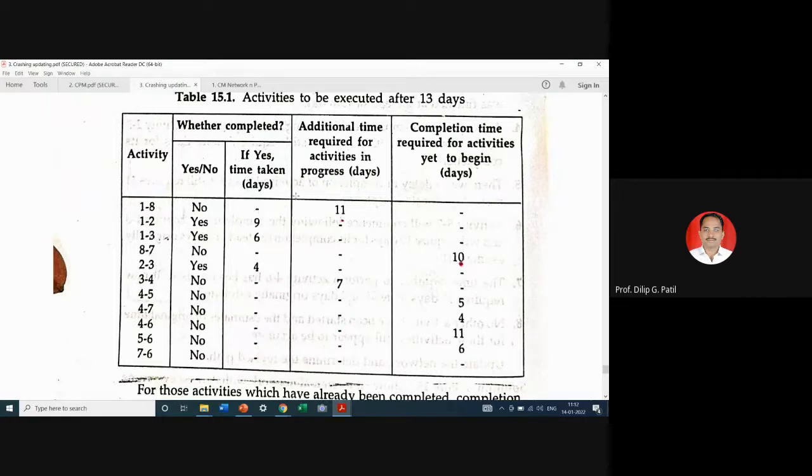So if activities are not completed, there may be two options again. If that activity is not completed, either that activity must be in progress, or the second option is that the activity is not yet started and will start after some days. But we need to consider the revised activity duration of activities which are yet to be started.